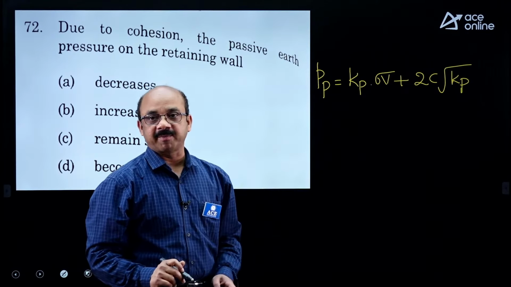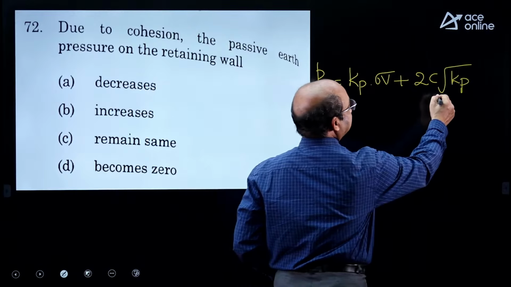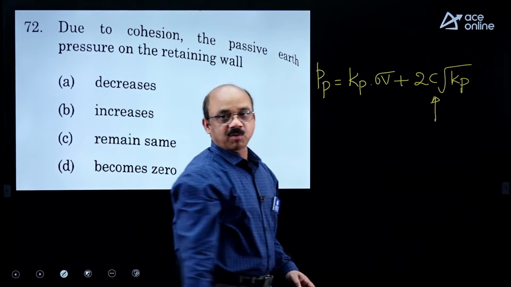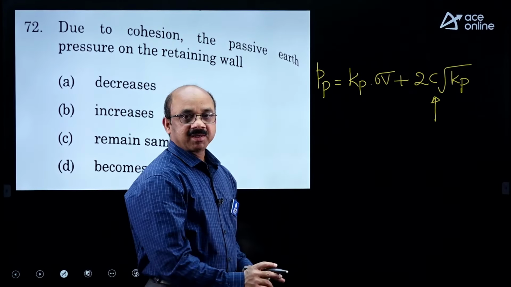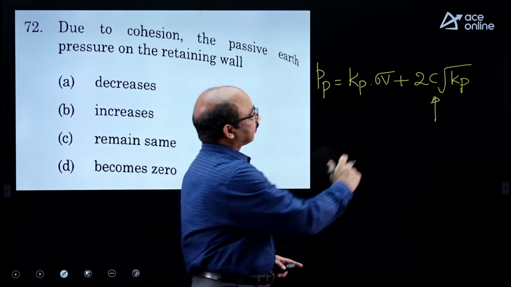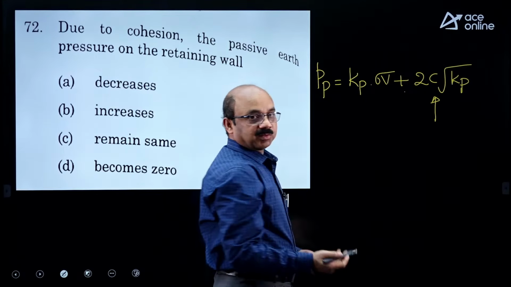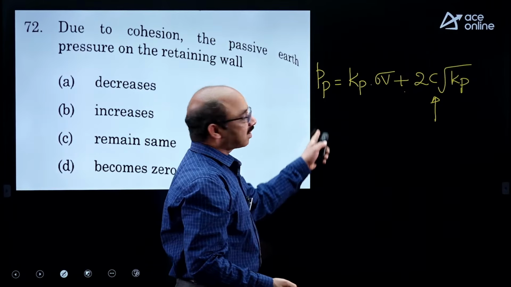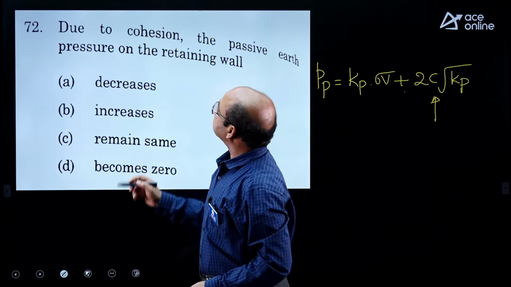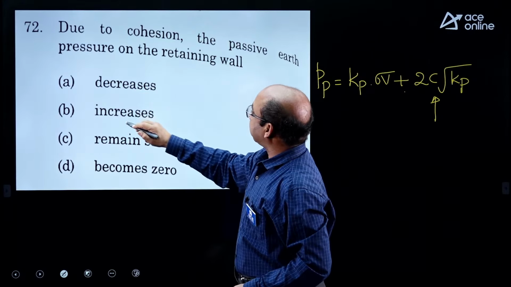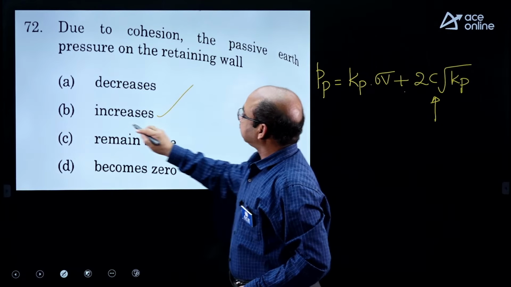As you see in this formula, because of this cohesion, the passive pressure is increasing. It is having a plus sign. Therefore, because of cohesion, passive pressure is increasing. Let us see options. Due to cohesion, the passive pressure increases.